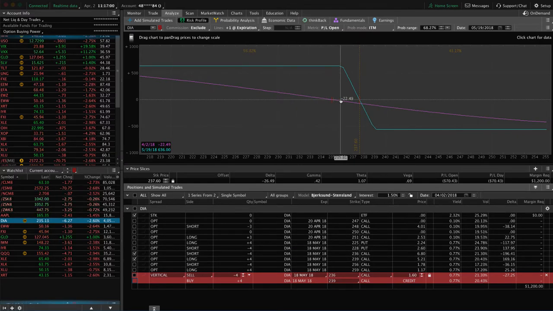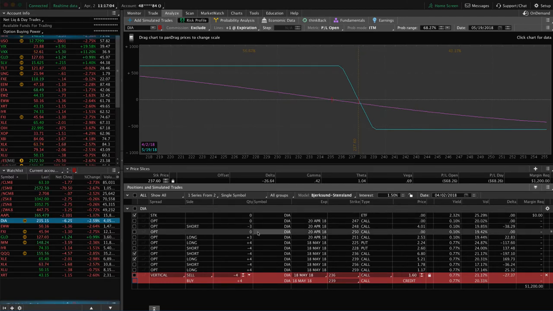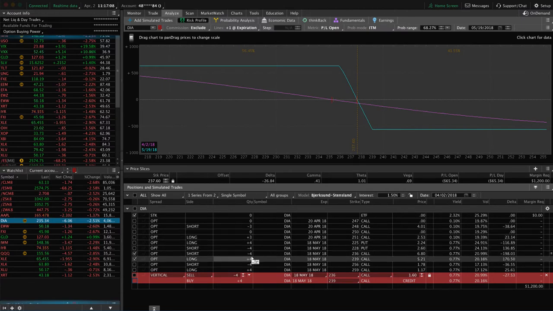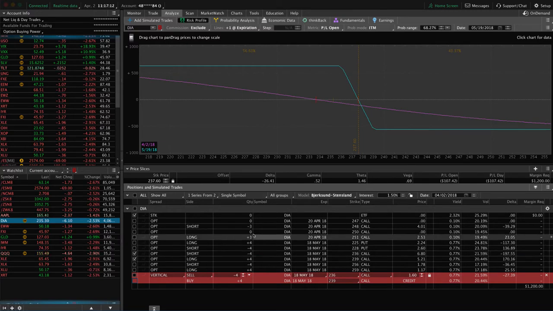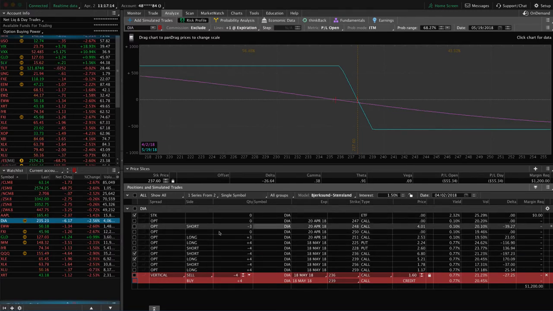It's been rolled from April to May. You can see the April position is zeroed out there and zeroed out there because we closed that one and re-entered it in the next expiration cycle. Okay, so that's one of them. Now we still have this one with three contracts left in April as well.